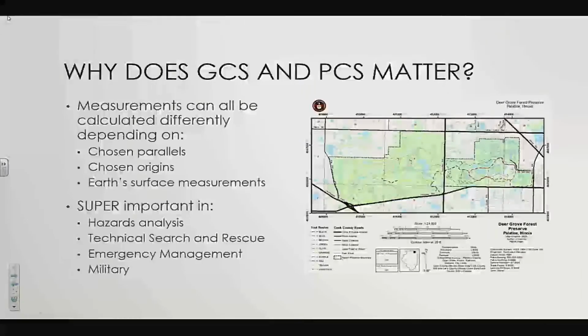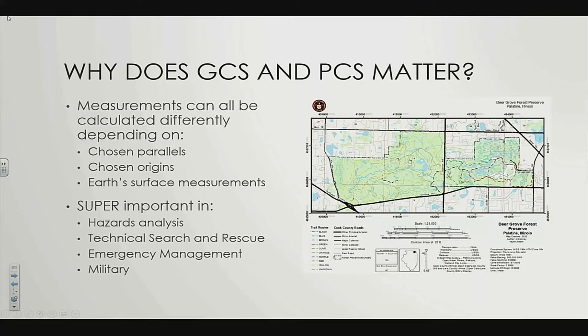And the reason why your parallels and origins are going to be different is because the Earth's surface measurements are going to be different, right? The Earth isn't a perfectly smooth sphere. It's bumpy. And it's not a perfect sphere either, it's a spheroid or an ellipsoid, okay?